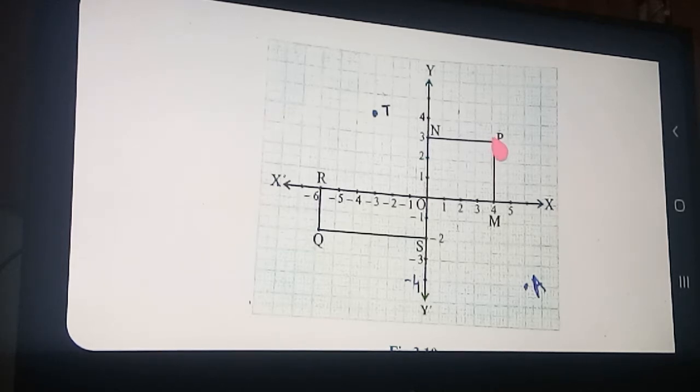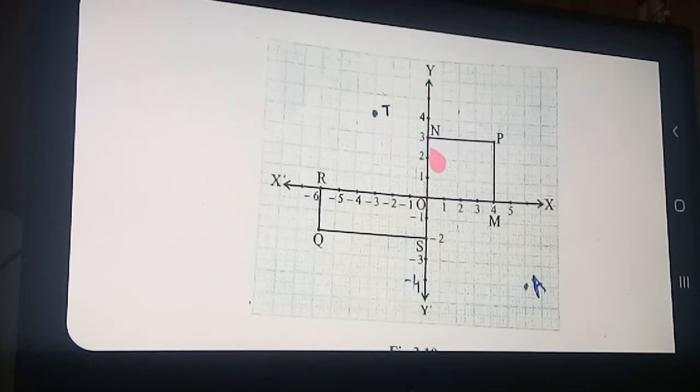So you draw a perpendicular to the x-axis. Drawing a perpendicular means the angle formed here will be 90 degrees. That line segment or line we call perpendicular to the other line, and here also the same. So we will draw a perpendicular to the x-axis and a perpendicular to the y-axis from the point. This is the position of the point P. So draw a perpendicular to the x-axis and a perpendicular to the y-axis.